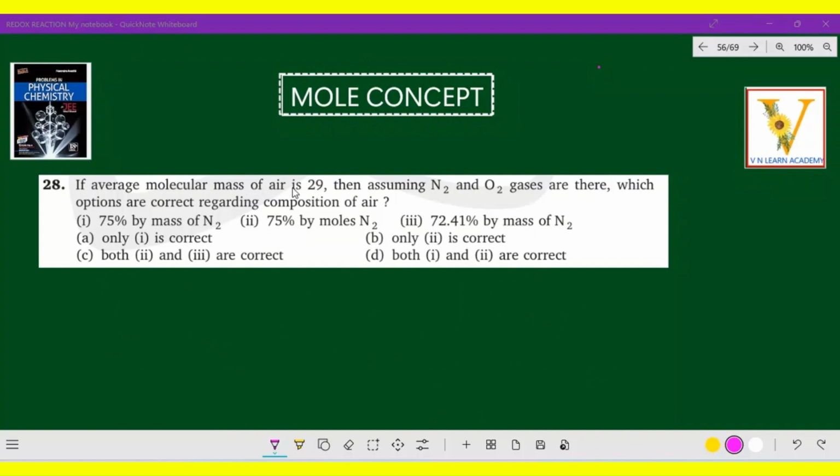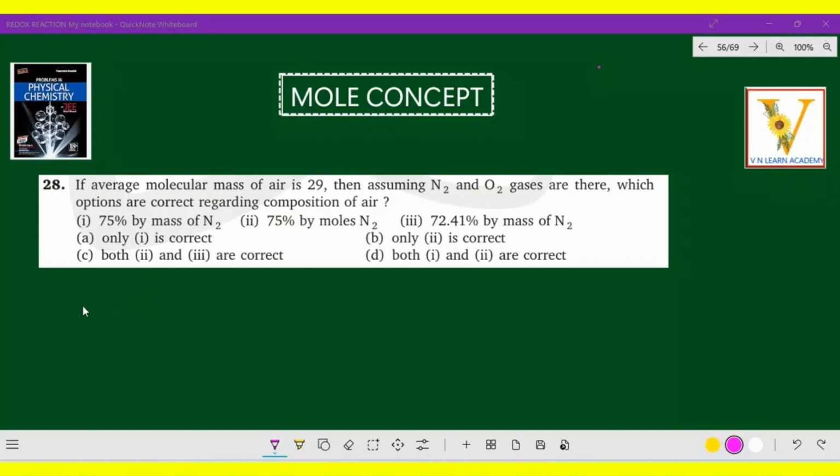Average molecular mass of air is 29. Then, assuming nitrogen and oxygen gases are there, which options are correct regarding composition of air? Here, 75% by mass of nitrogen, 75% by moles of nitrogen, 72.41% by mass of nitrogen. Here we have to identify mass of nitrogen, moles of nitrogen. Here they have given something different. Come on, it is actually a tricky question only. Let us discuss.